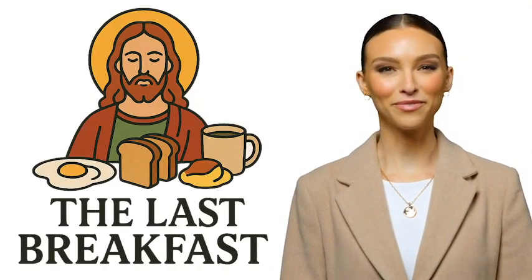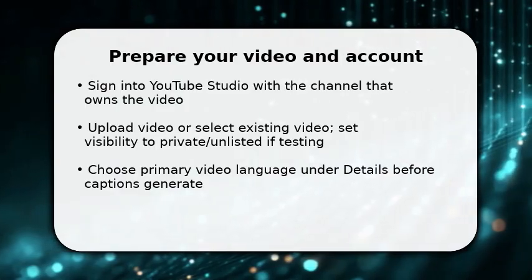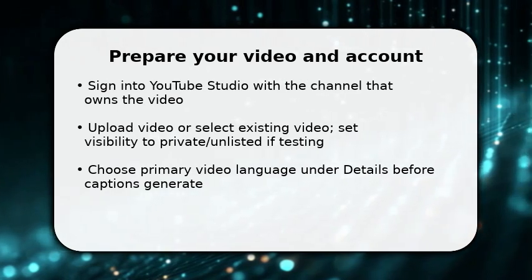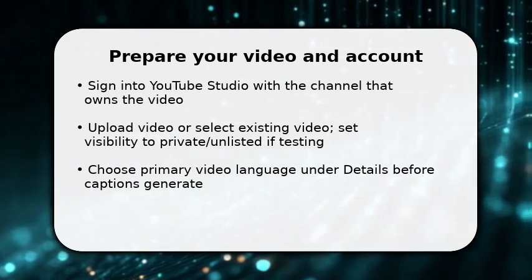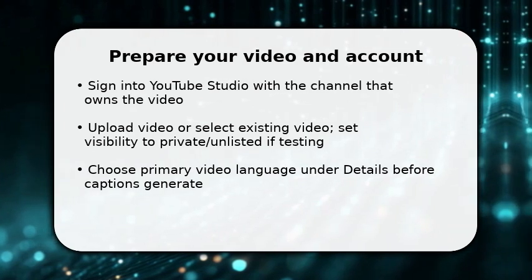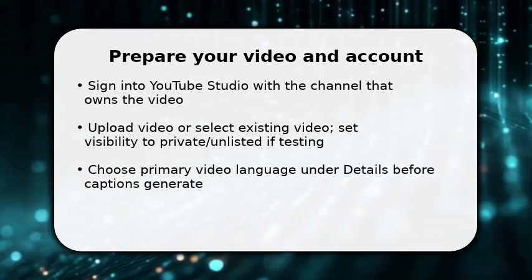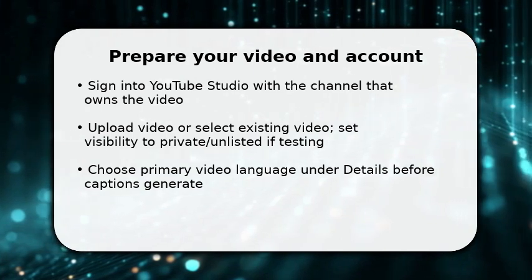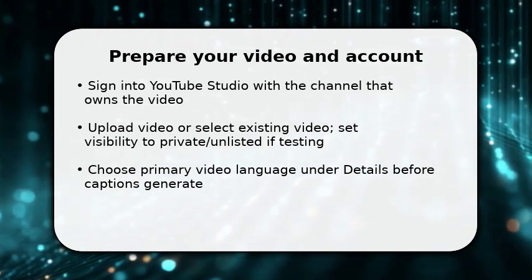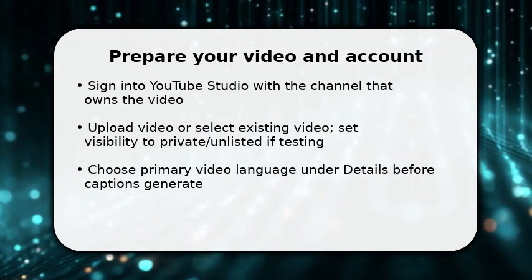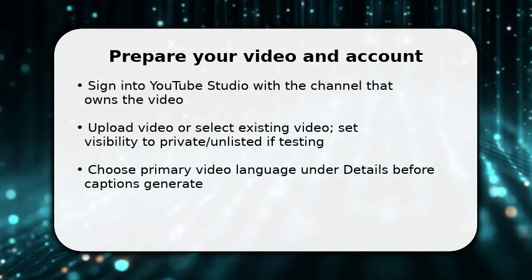Please enjoy the video. You start by preparing the file and account. Sign into YouTube Studio as the channel owner, then upload or pick the video you'll subtitle. Make sure the audio is clear and the primary language is set in details, because automatic captions depend on that setting. Once done, save changes and go to the Subtitles tab.